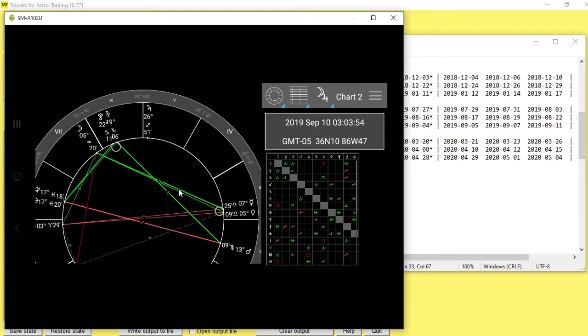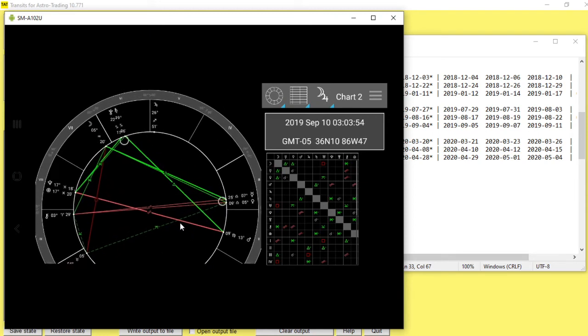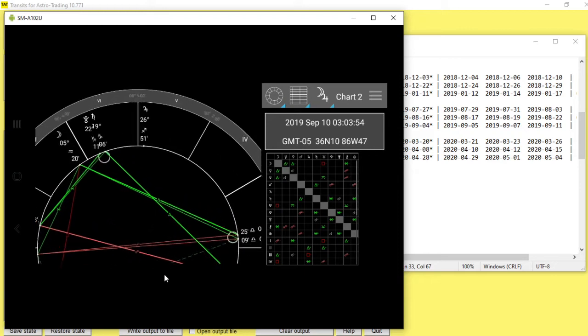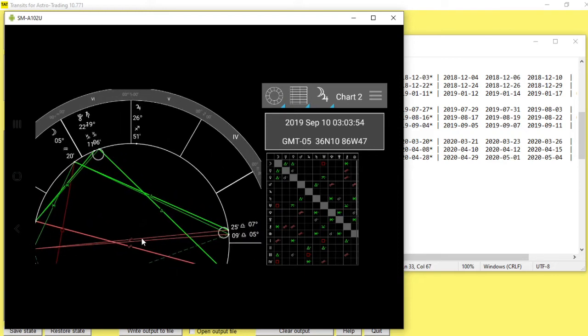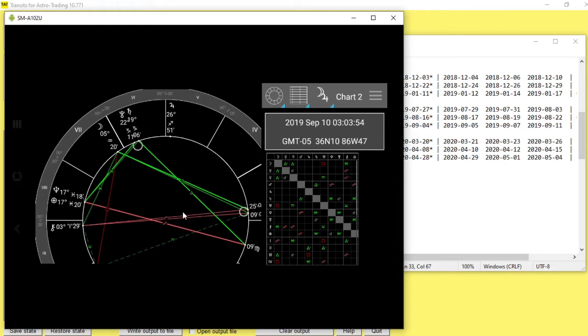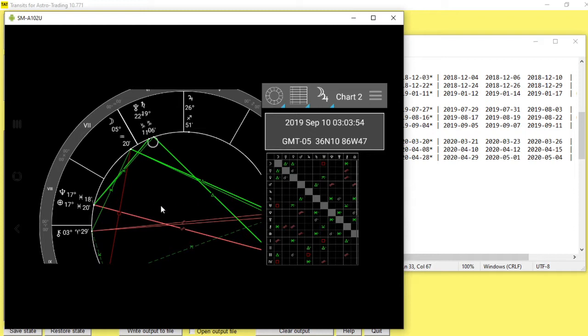Let's see if I can make that readable for you. Oh, come on. You guys should have to remember that's Venus over there.